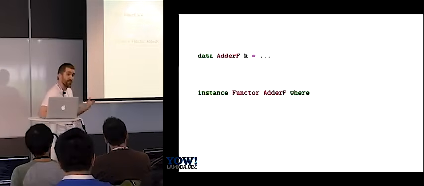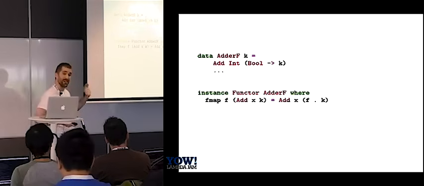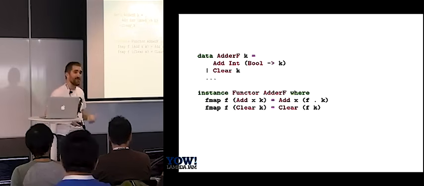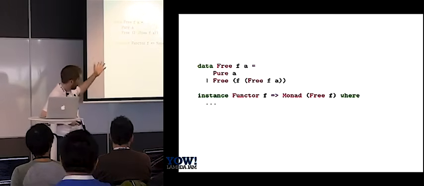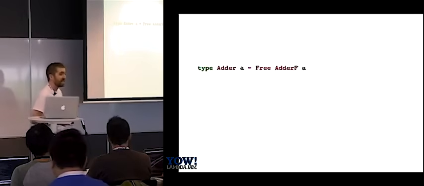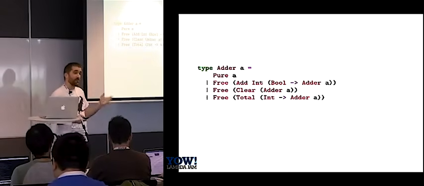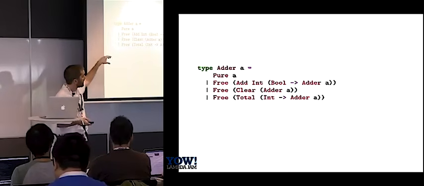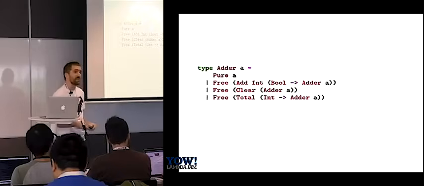We need it to be a functor to use it for this trick. Just use DeriveFunctor. It's trivial. But to show there's no cards up my sleeve, I'll just put this up here to publicly commit to the fact that this type checks. And then, using this definition again, we can define Adder as Free of AdderF. If we unfold this a little, we can see that our Adder is either a pure value or one of these kind of commands in the DSL that we've written, followed by more commands. It's a big tree of our Adder commands.